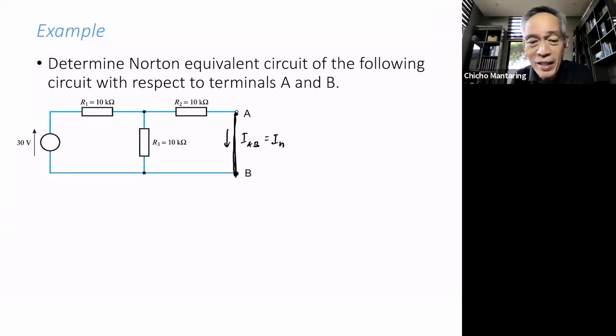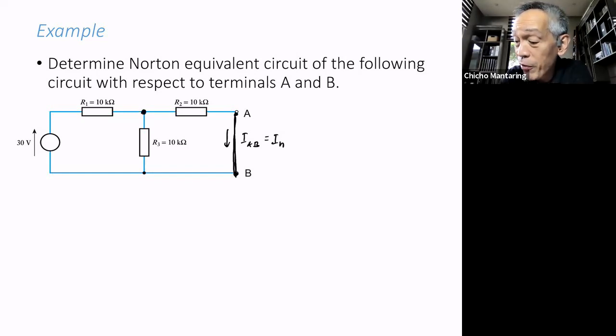When all else fails, this is what I suggest to you. When all else fails, go back to your node voltage method or nodal analysis. Because you have so many ways of computing for IAB, but if you don't know where to start, just go back to nodal analysis.